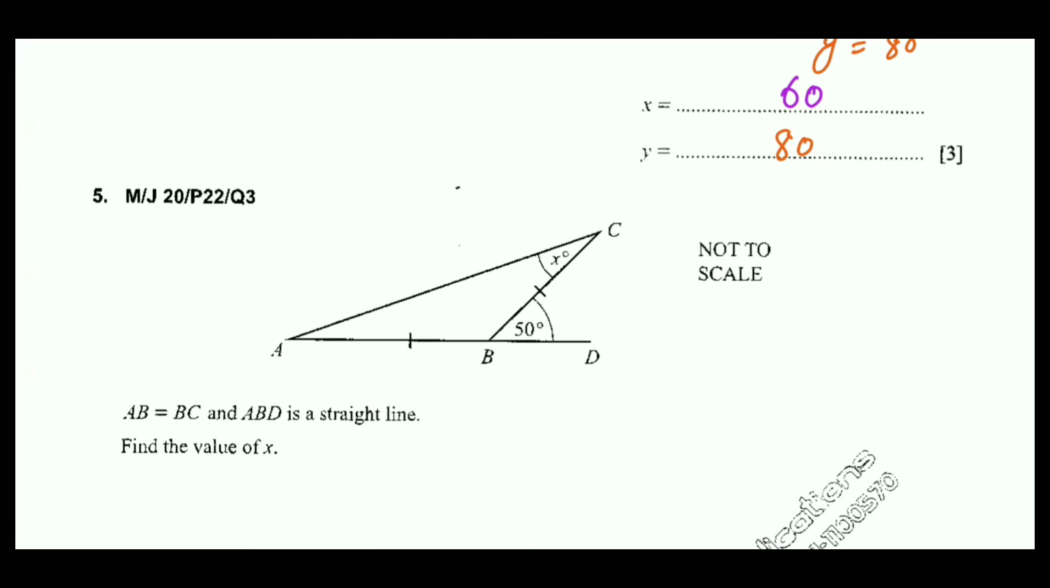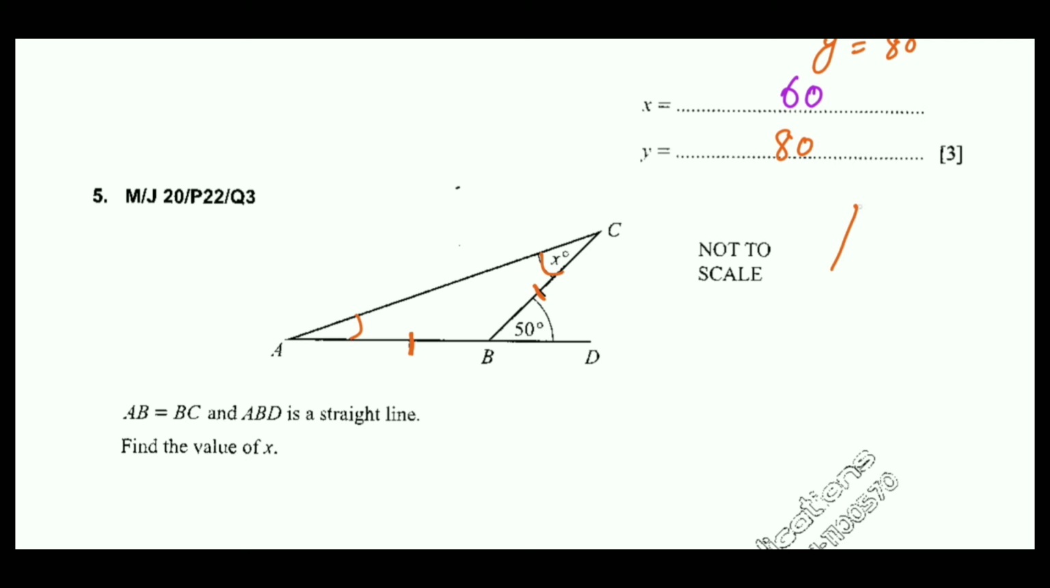Question number 5. AB is equal to BC and ABT is a straight line. Find the value of x. So how will we find the value of x? You can see here an isosceles triangle. The property of an isosceles triangle is that its two sides are equal and its base angles are also equal. So if these two sides are equal, what are its base angles? Its base angles are A and this one, x.